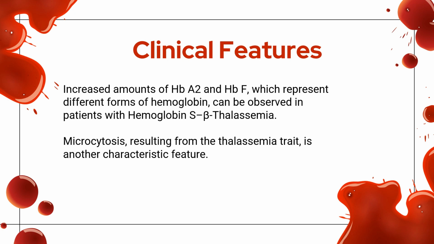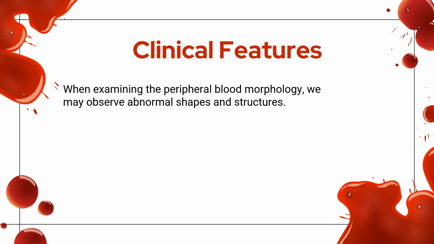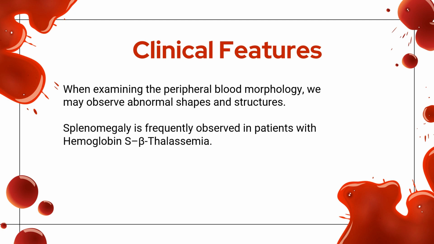Microcytosis, resulting from the thalassemia trait, is another characteristic feature. This refers to the presence of abnormally small red blood cells. Hemolytic anemia, a condition characterized by the premature destruction of red blood cells, is often present in individuals with hemoglobin S beta thalassemia. When examining the peripheral blood morphology, we may observe abnormal shapes and structures. These peculiarities aid in the diagnosis and differentiation of this particular form of sickle cell syndrome. Lastly, splenomegaly, which refers to an enlarged spleen, is frequently observed in patients with hemoglobin S beta thalassemia.